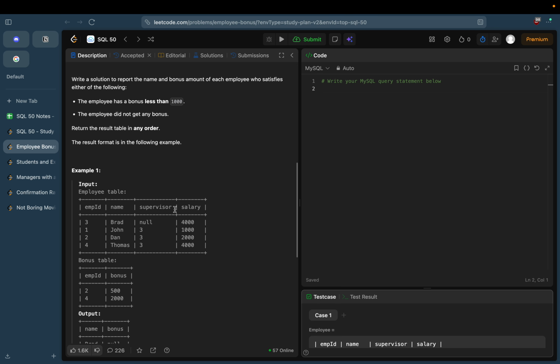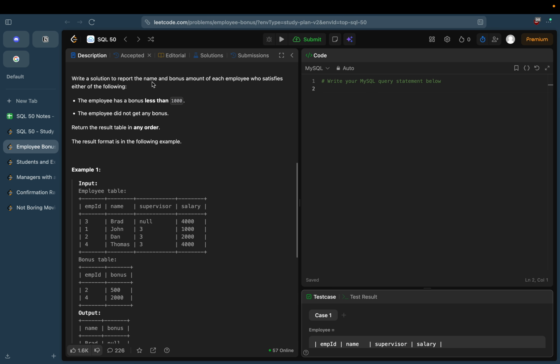Here is our problem statement. Write a solution to report the name and bonus amount of each employee who satisfies either of the conditions. Okay, the employee has a bonus less than 1000. The employee did not get any bonus. Return the table in any order, and we can have a look at the example.